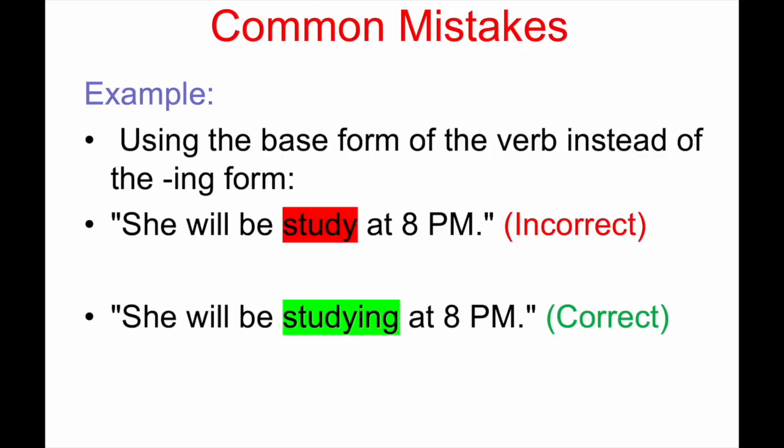Common mistakes. Many students use base form of the verb instead of ing form. She will be studying, incorrect. She will be studying, correct.